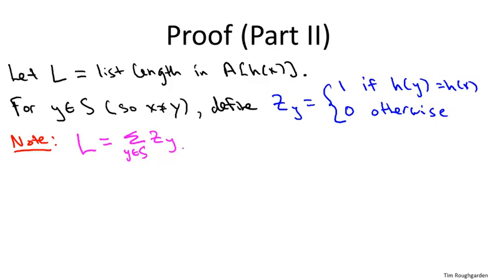A given Z sub Y is just counting whether or not a given object y in the hash table is colliding with X. So summing over all the possible things that could collide with X, summing over the Z sub Y's, we of course get the total number of things that collide with X, which is exactly equal to the population of X's bucket in the hash table.